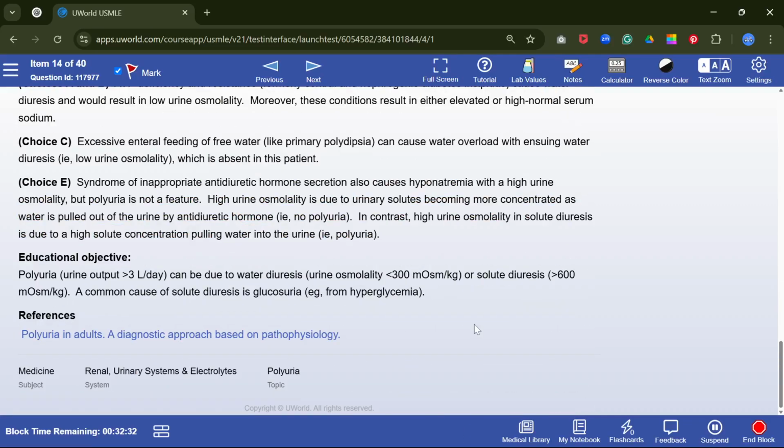Syndrome of inappropriate antidiuretic hormone secretion also causes hyponatremia with high urine osmolarity, but polyuria is not a feature. High urine osmolarity is due to urinary solute becoming more concentrated as water is pulled out of the urine by antidiuretic hormone. No polyuria. In contrast, high urine osmolarity in solute diuresis is due to high solute concentration pulling water into the urine. Polyuria.